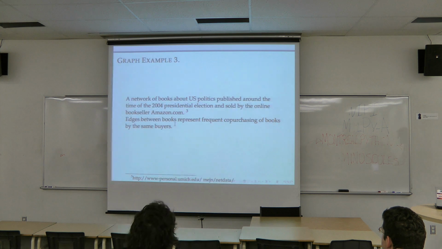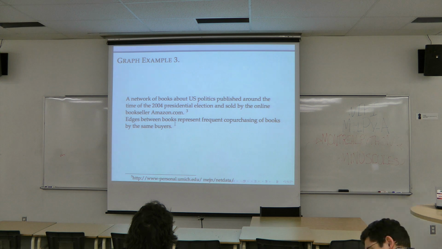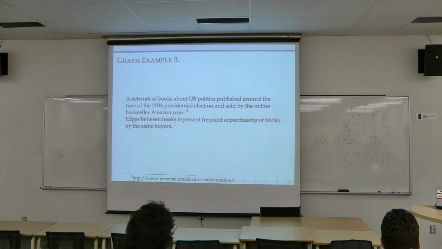So we'll do some data analysis now. There's some free data available, and it's on a network of books about US politics, published around the 2004 elections, and sold by Amazon, right? And edges between the books represent frequent co-purchasing of books by the same buyers. So if you have an edge between 2 books, it means that the 2 books get bought together at the same time in one checkout.